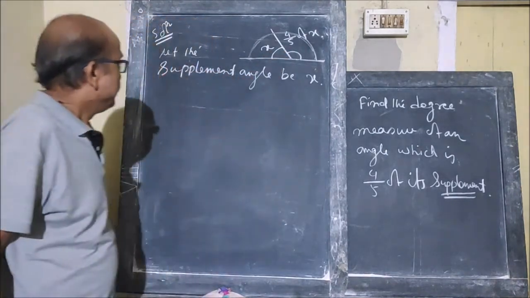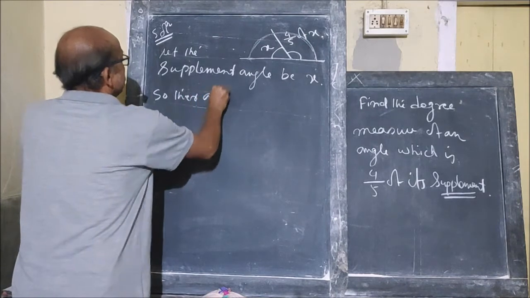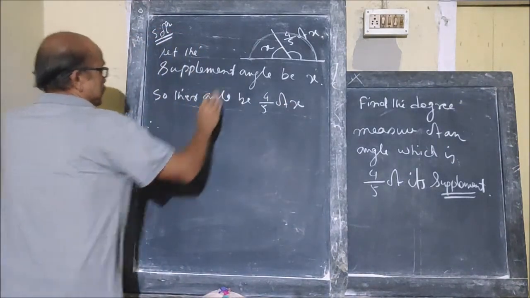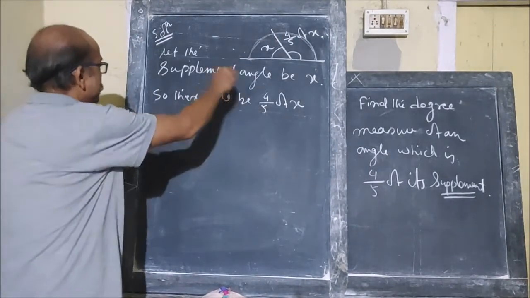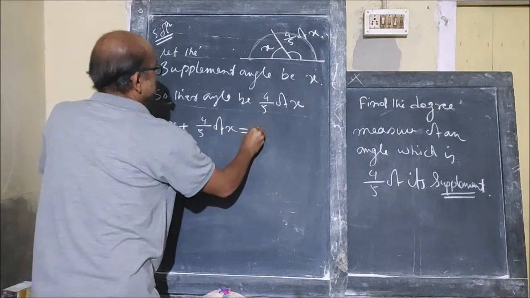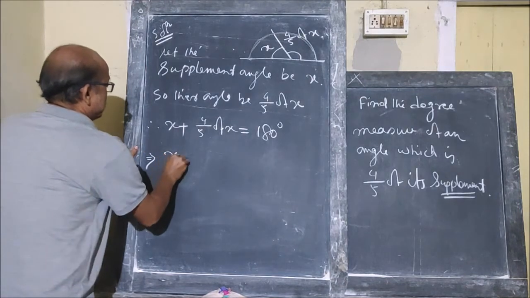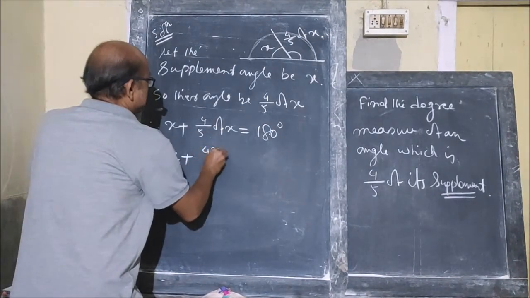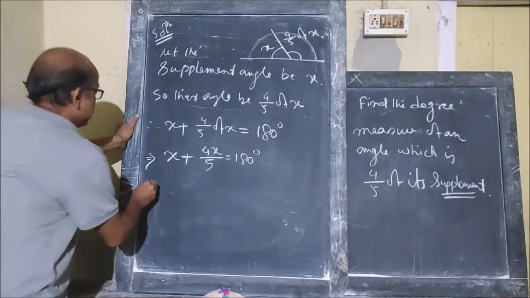Now you see here, we can write the other angle as 4 by 5th of X. Therefore, the sum of these two is 180. So you can write X plus 4 by 5th of X equal to 180 degree. Mathematically, "of" indicates multiply. So X plus 4X by 5 equal to 180 degree. Now take LCM.